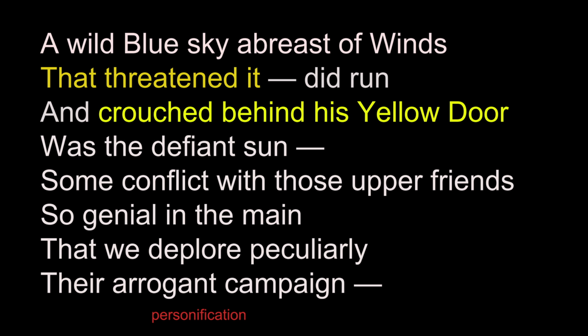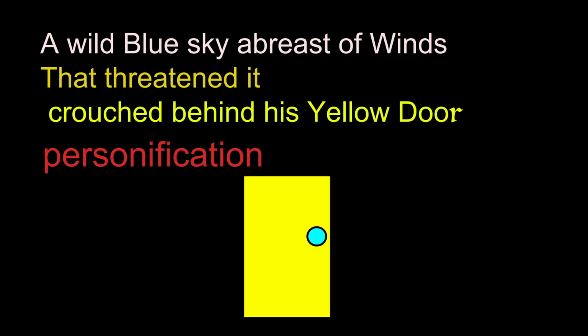"A wild blue sky abreast of winds that threatened it did run, and crouched behind his yellow door was the defiant sun. Some conflict with those upper friends so genial in the main that we deplore peculiarly their arrogant campaign." Emily Dickinson personifies, or attributes human characteristics to something non-human, through the sky and the sun's actions of running and crouching in their daily conflict. This displays personification as the sun and the sky are inanimate and cannot run or crouch as humans do.